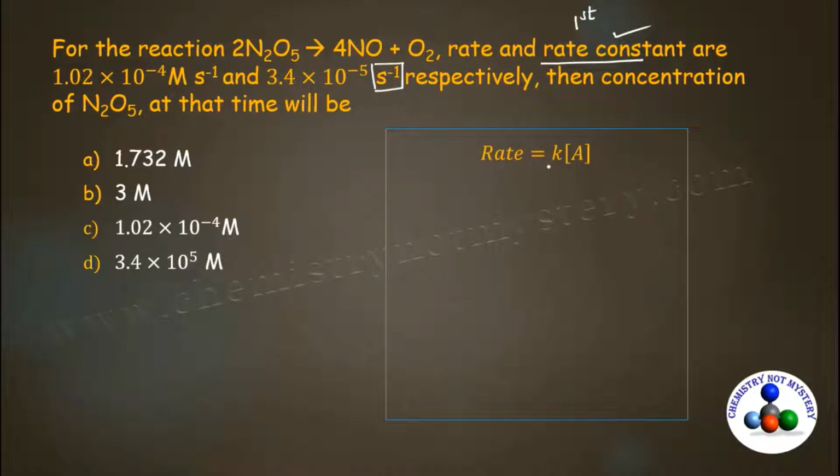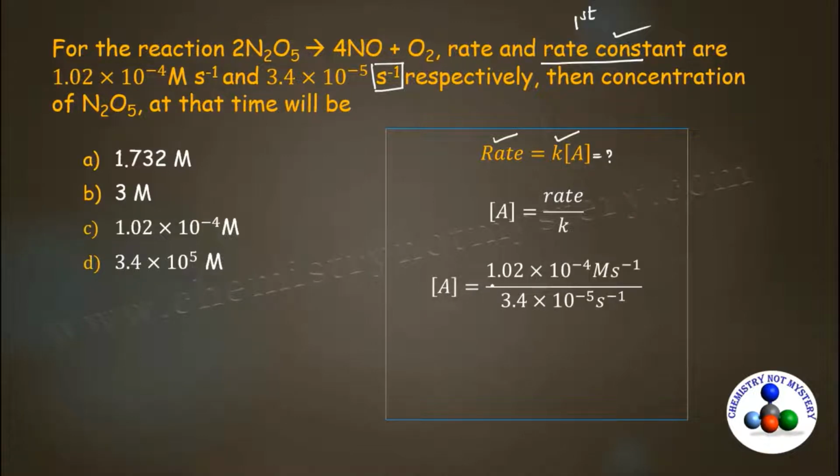So now you can write the rate law for the given equation. The rate will be equal to rate constant into concentration of A. We have to find out the concentration of A. Rate is given, rate constant is also given in the question. Now rearrange the equation to get the reactant concentration A. So A will be equal to rate of the reaction over rate constant. Now place the values given in the question.